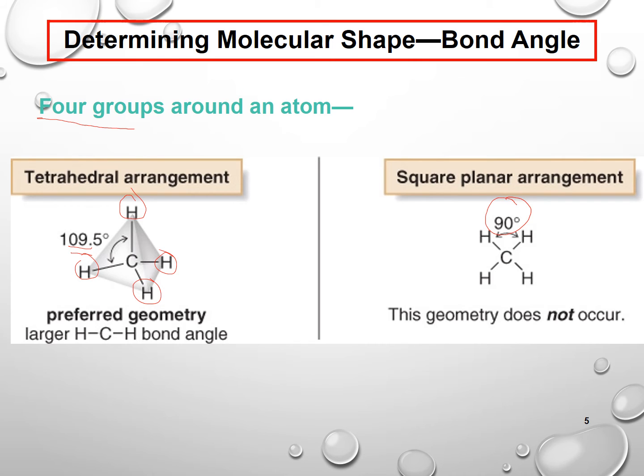Okay, this does not occur. Okay, this is preferable, which is tetrahedral. Dia ada 4 group attached dengan C ni, jadi C ni akan jadi tetrahedral lah. Okay, and then dia punya bond angle akan jadi 109.5 degree.